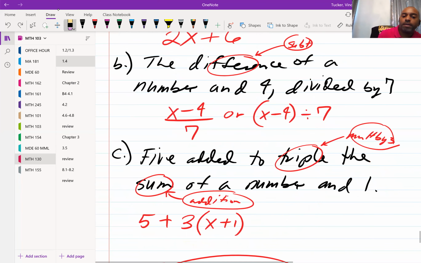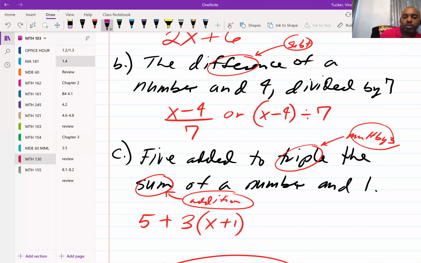So let's look at what we have here. 5 added is pretty much self-explanatory. You're adding 5. And that's this piece right here. And then we're going to triple the sum of a number and one. So we have the number and one. We're adding those together, and then we're going to triple that.